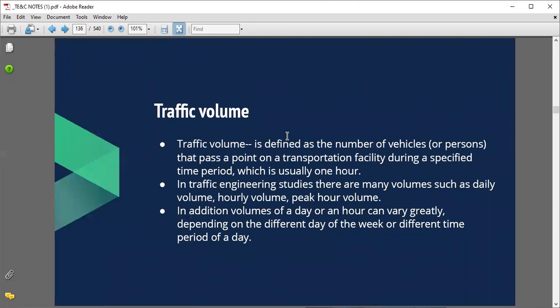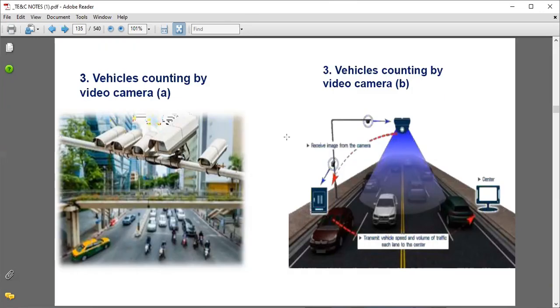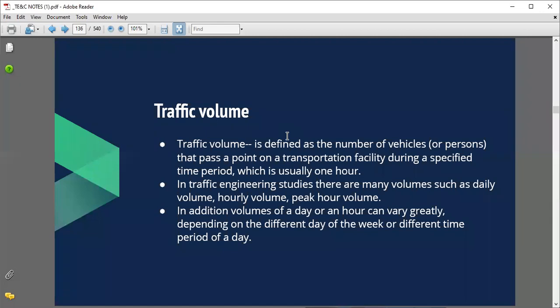Traffic volume. So what is the traffic volume? In this way, we can calculate the traffic volume of vehicles on the road by the indirect method and the direct method. So that important part is completed here, and we'll move towards some definitions. Let's see what the traffic volume is.